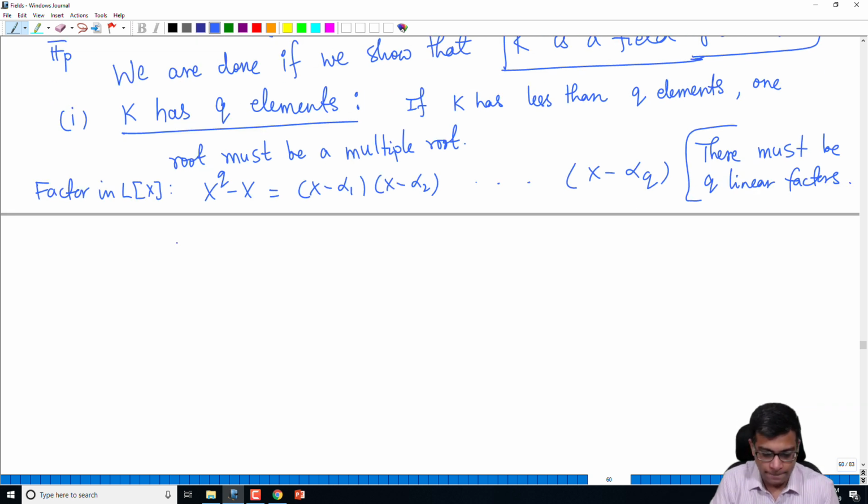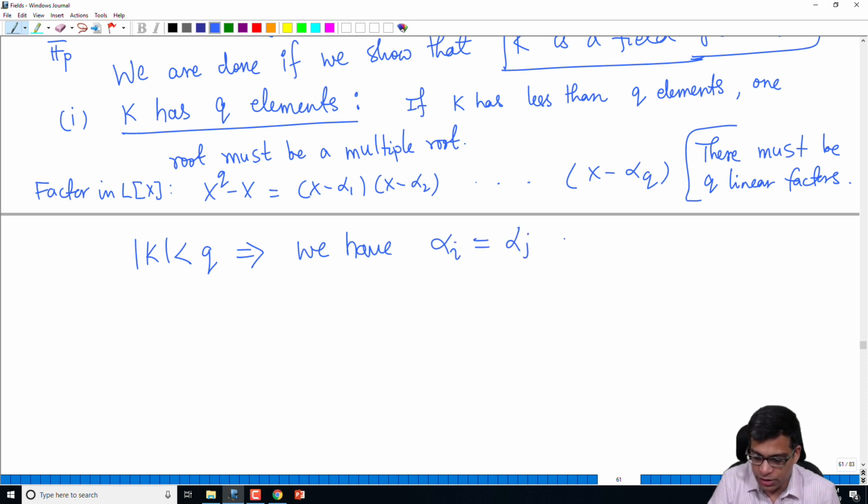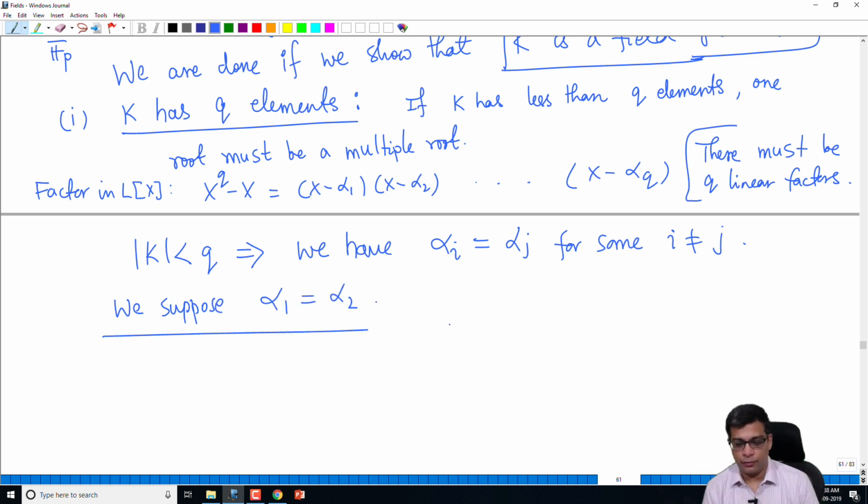that means something is repeated. So if the order of K is strictly less than Q, then we have alpha i equal to alpha j for some i not equal to j. Without loss of generality, we suppose alpha 1 is equal to alpha 2. So some factor is repeated, so it's called a multiple root. So alpha 1 is called a multiple root.